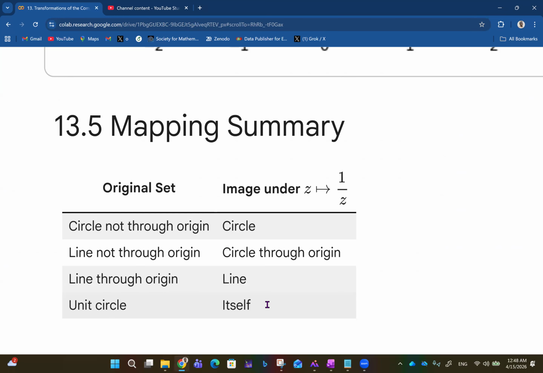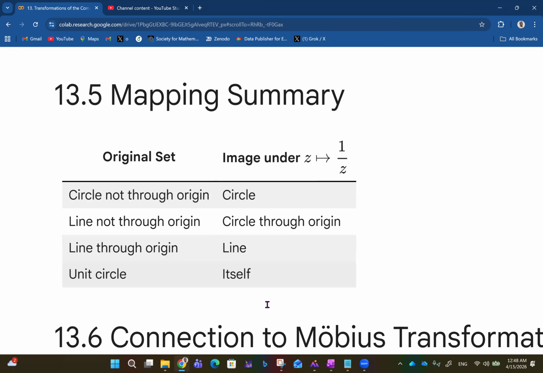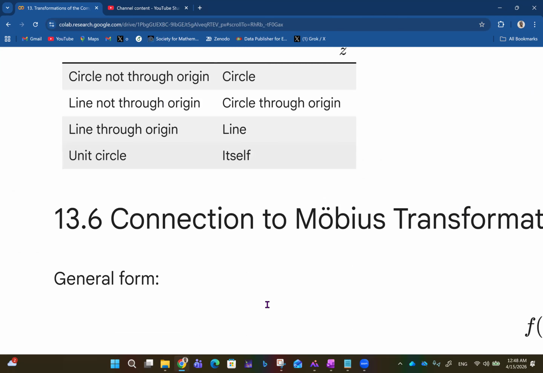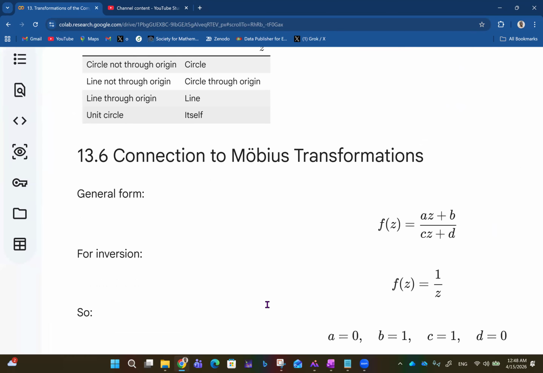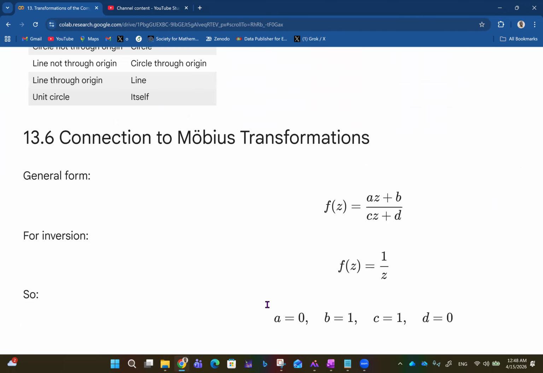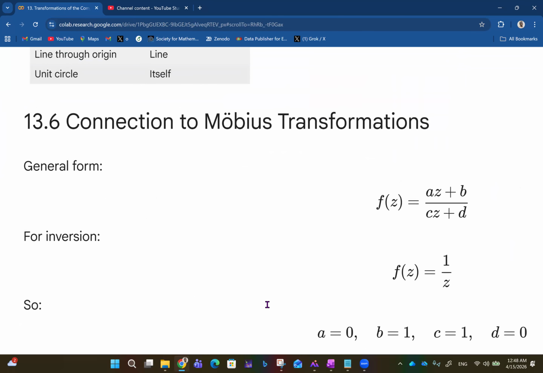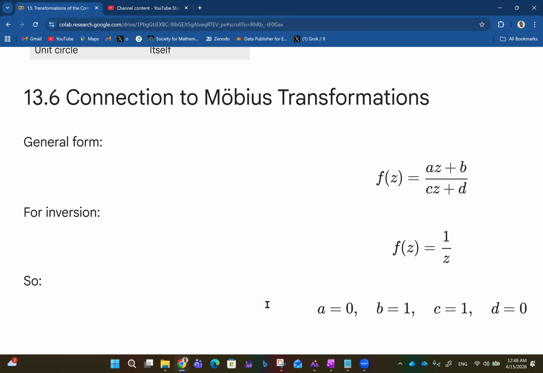So that's the deal we have in that situation. We still talk about connection to Möbius transformations. Interestingly, the next video we'll be looking at Möbius transformations. That'll be the last video under transformations in the complex plane.